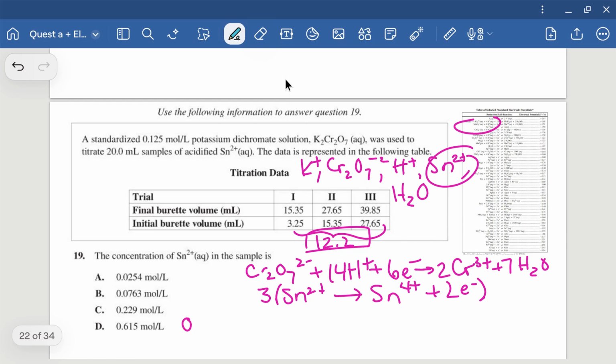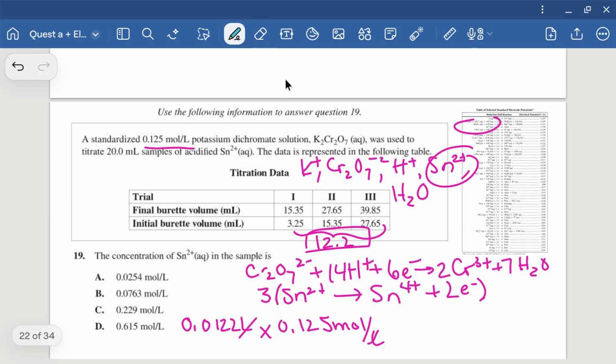So I'm going to start with that average volume, but I need it to be in liters. And I'm going to multiply by the concentration of the permanganate, because that's what the average volume was calculated for. So that would be moles per liter. And then this isn't permanganate, this is dichromate.